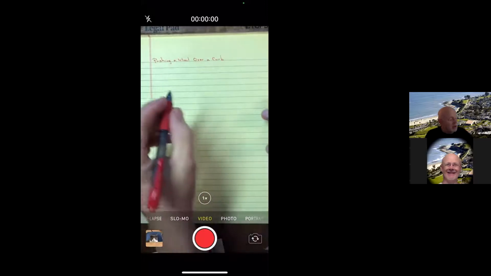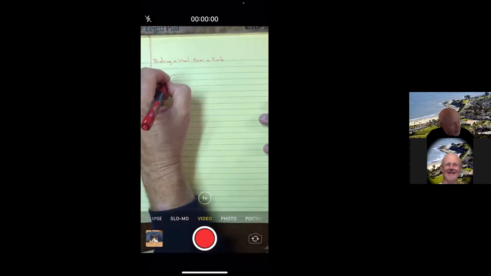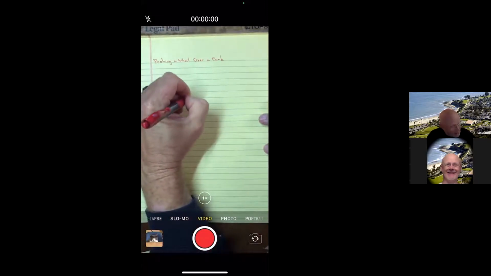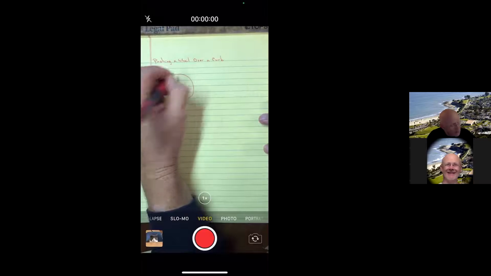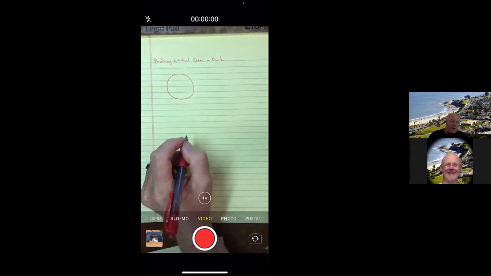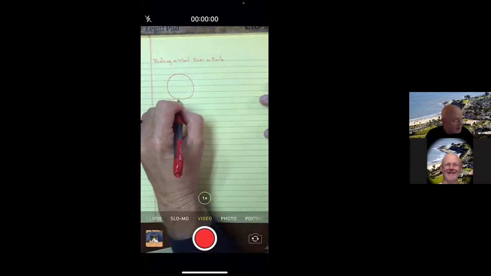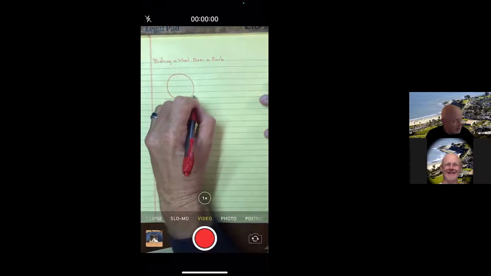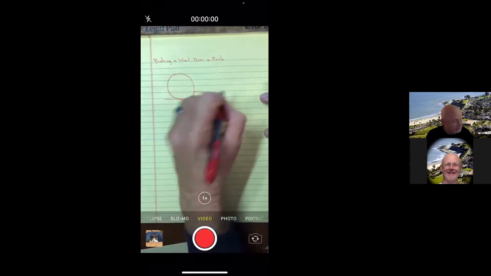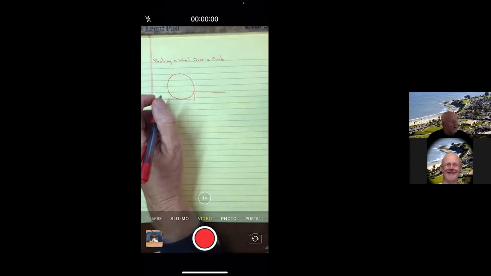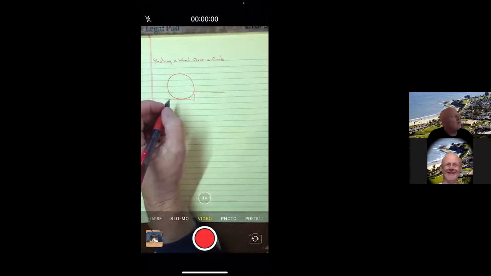All right, so let me start with these 4 steps again. Step 1 is getting a good physical picture of what's going on. Step 2 is the free body diagram. Step 3 is writing out the equations. And step 4 is solving it. So starting again with step 1, good physical picture.